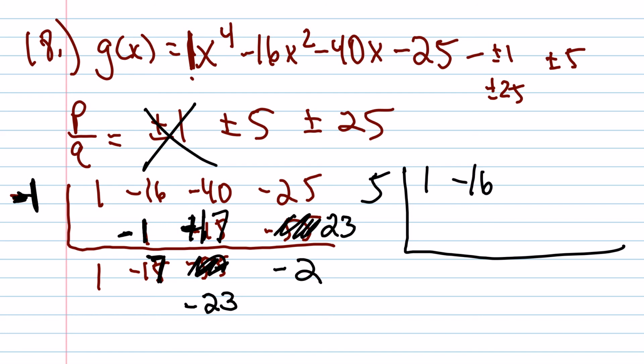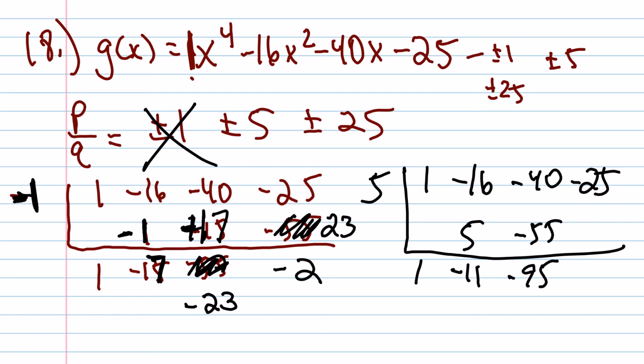1, minus 16, minus 40, minus 25. 1 and 5 is 5. Negative 11, minus 55, minus 95. That's going to be a big negative number. Minus 480, which is going to give me a big remainder of negative 505. So positive 5 is not going to work. Let's try negative 5.